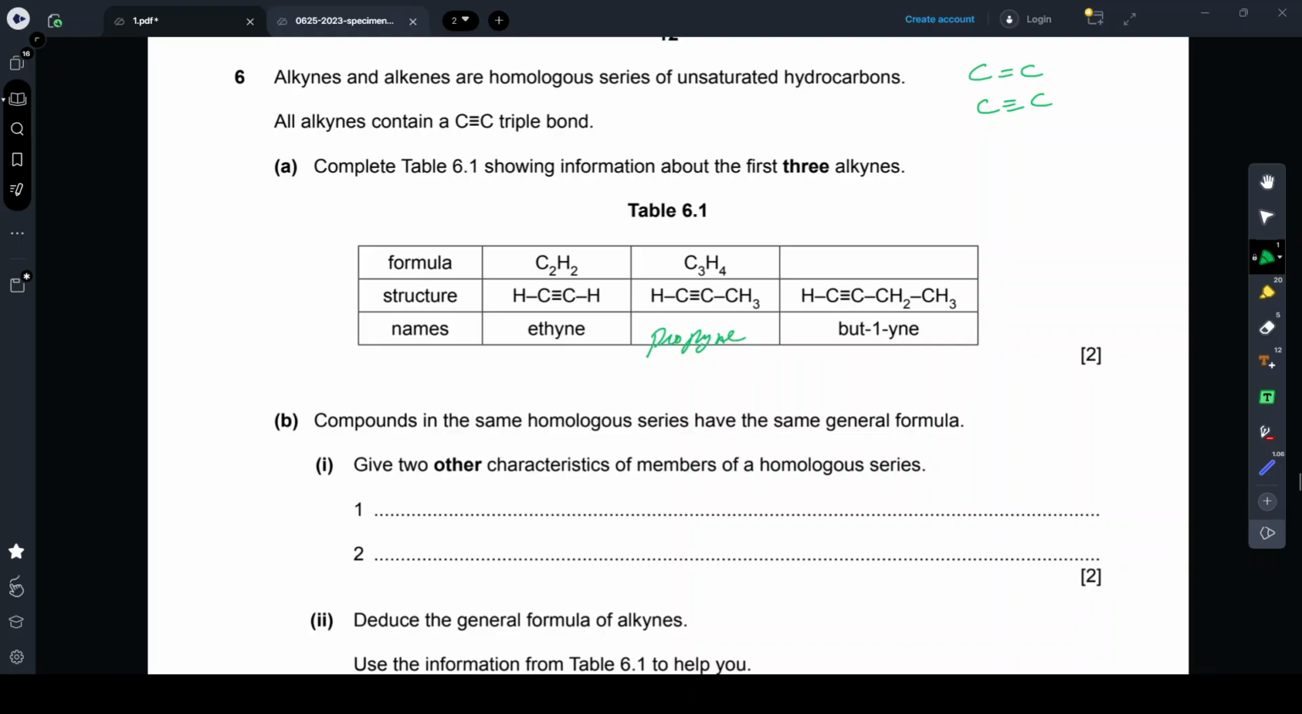Okay, and how many carbons do we have over here? You've got 1, 2, 3, 4. You've got C4 and H6: 1, 2, 3, 4, 5, 6. Right, so CnH2n plus 2... well, not quite. CnH2n plus 2, CnH2n. Compounds in the same homologous series have the same general formula.